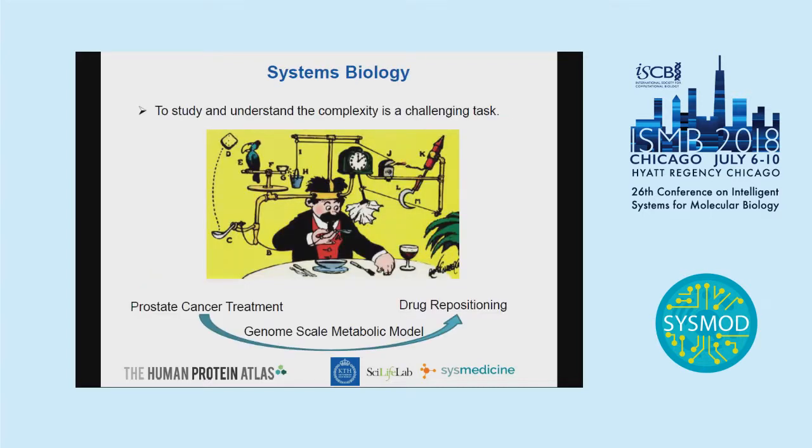So this study is a systems biology study. Actually, what is systems biology? As you all know, a complex system has many interacting subsystems with many interacting components in a particular environment. To study and understand this complexity is always a challenging task. In my case, the complex system was prostate cancer, and I used genome-scale metabolic models as a tool to understand this problem and repurpose a drug.